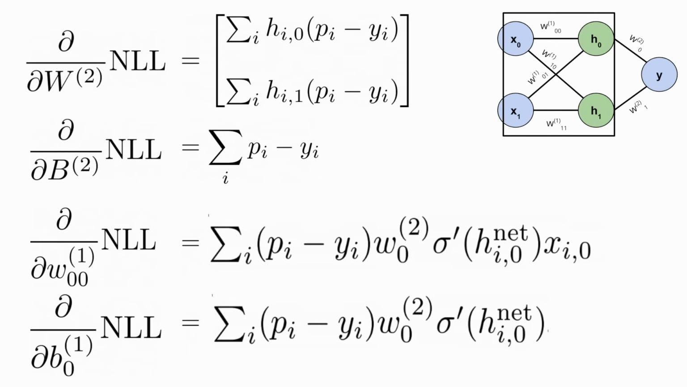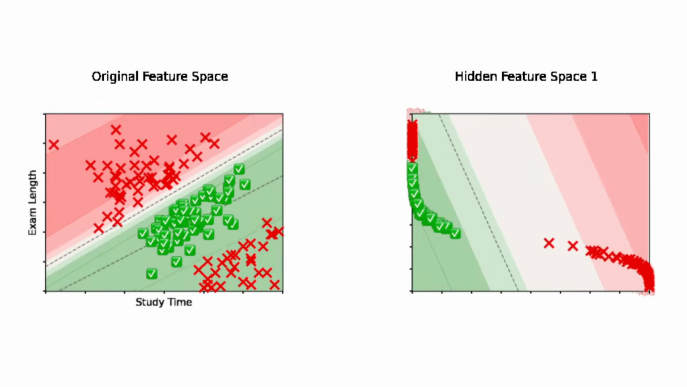At this point, we have all the partial derivatives that make up the gradient of the negative log likelihood, and we can take a step in the direction opposite to the gradient in the hopes of decreasing the negative log likelihood.